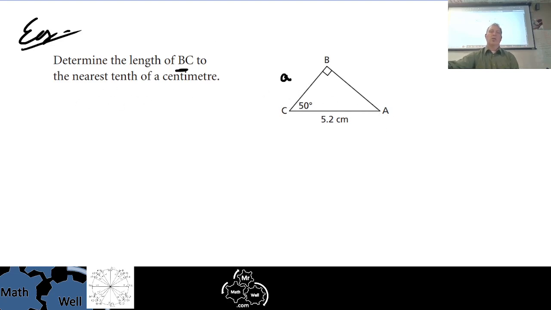Okay? So is it a right triangle? Yes, it is. Do we have an angle given? Yes, we do. Do we have at least one side given? Yes, we do. So we can solve for the third side or another side of the triangle really easily now by using one of the trig ratios. We have to figure out which one we're going to use.